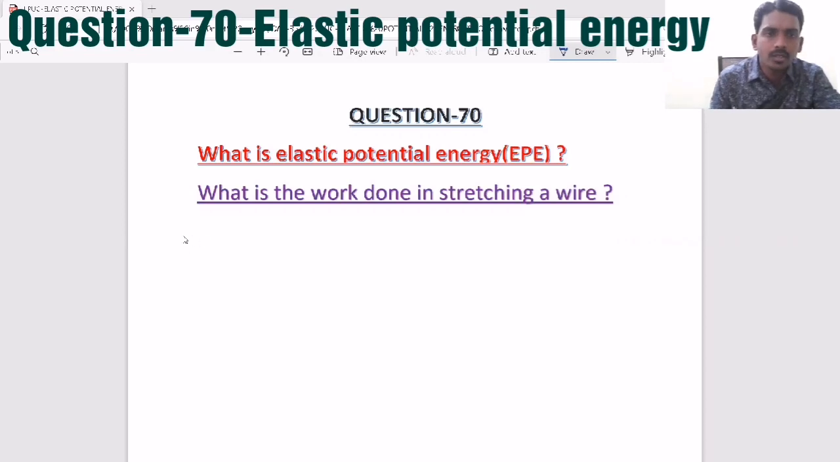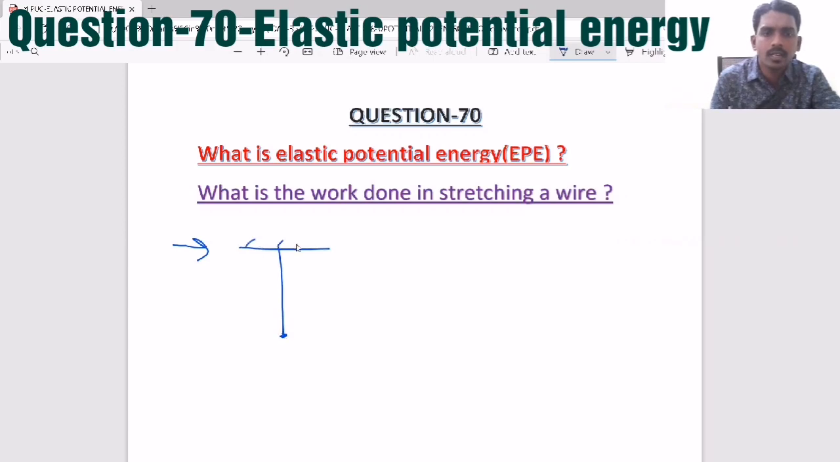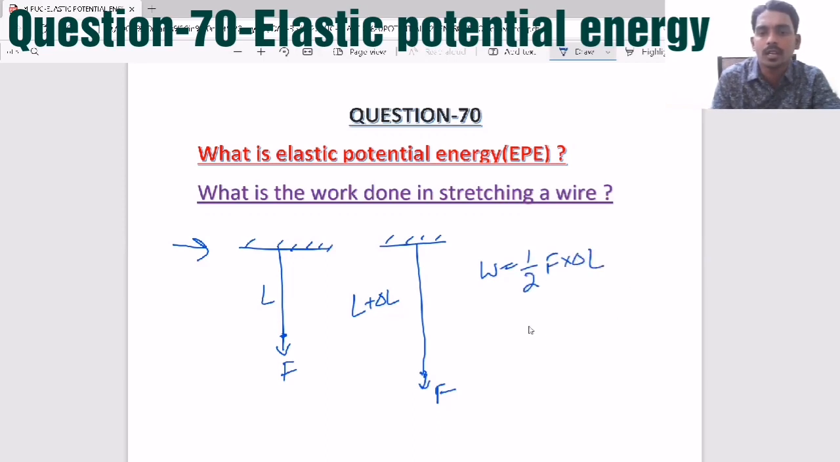Today we are going to study about the elastic potential energy. So it's all about what is the elastic potential energy stored in a stretching wire. Now when you take a wire and attach it to one fixed support, you apply a force, then it stretches by some length. Let's take the stretch in the length as delta L. Then the work done by the force is half into F into delta L, and this work only will be stored as elastic potential energy.